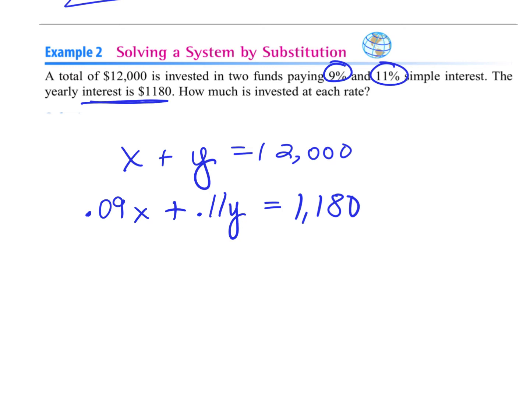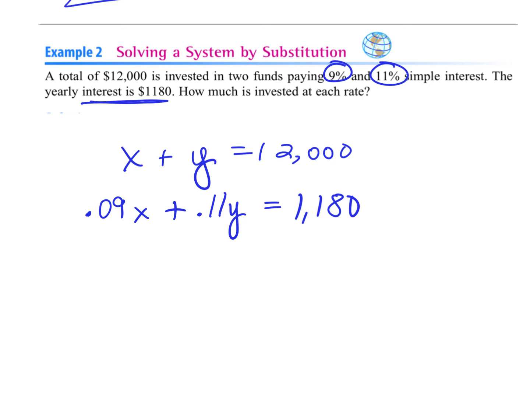So when I multiplied the whole thing by 100, this would become 9x. This would become 11y, correct? And this would just become 118,000, right? You absolutely can do that if you guys are more comfortable. You'll still get the same answer. I'm just going to leave it as is. You'll still get this. It'll work itself out because you multiplied the entire thing.